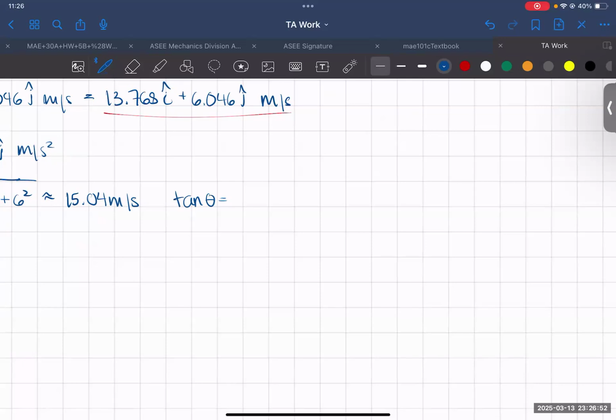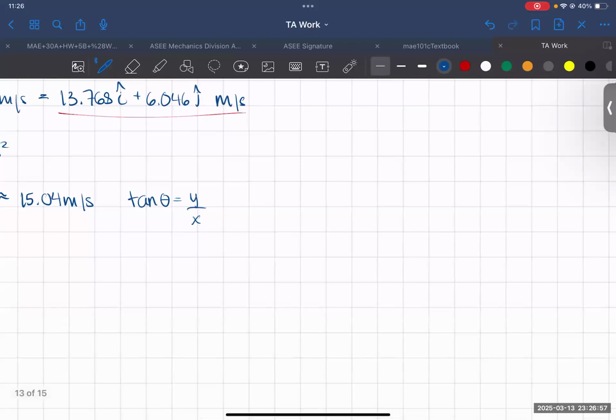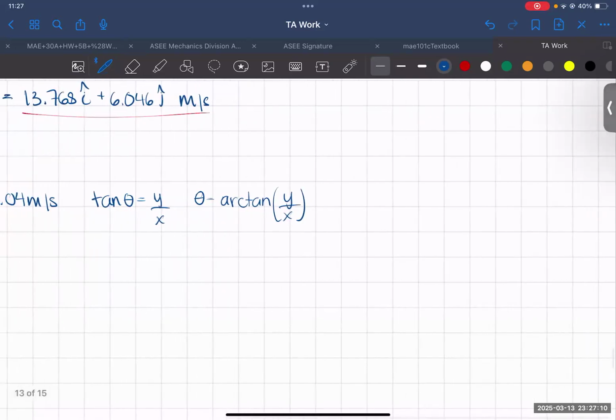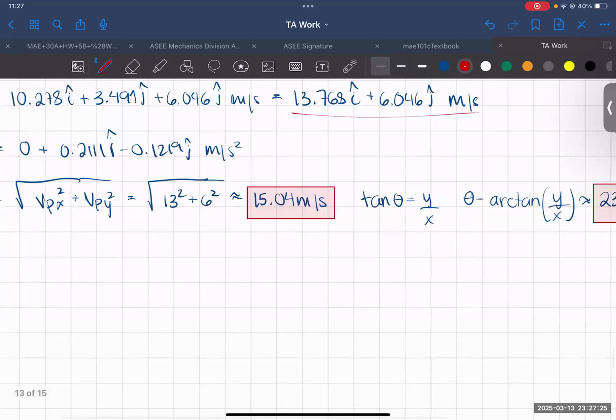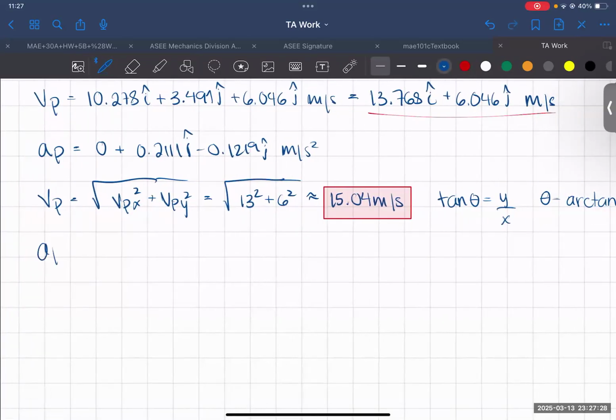To get the angle, we do tan theta equals y over x. If we want to get theta, inverse tan, so theta equals arctan of y component over x component, 23.70 degrees. These are for the velocity, angle, and acceleration.